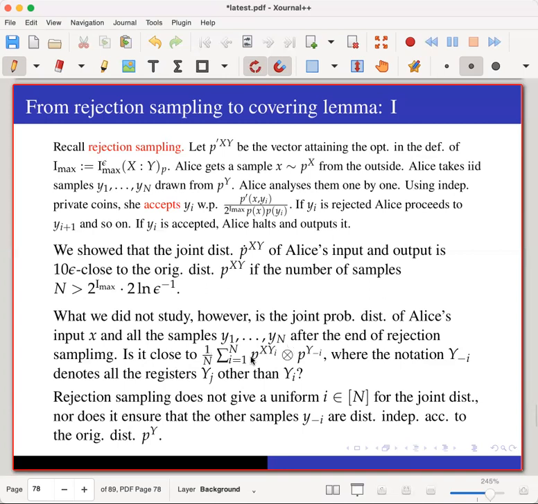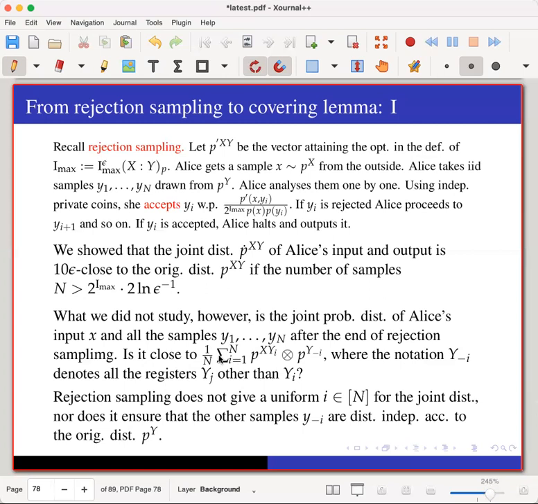realize. Okay. So the question is, does this rejection sampling protocol actually lead to this? We know it gives some I. We don't even know if this I is uniformly distributed from 1 to n, but we didn't care. And for the chosen I, we know it's close to pxy, and that was good enough for message compression. But for other applications, we do have to bother about the other sample nodes. So the question is, is it close to this?